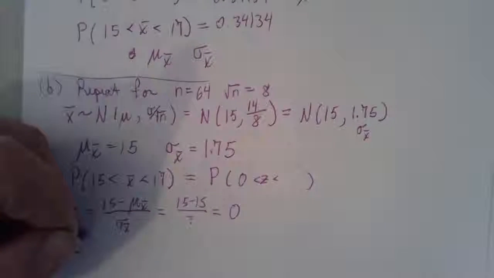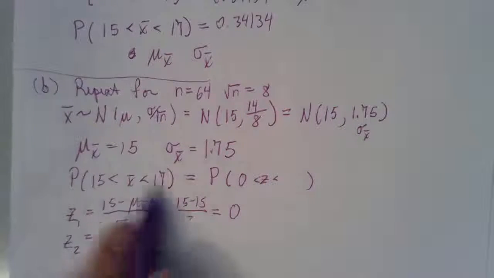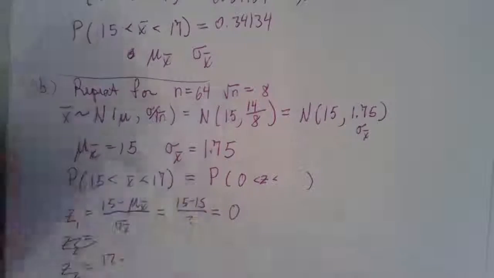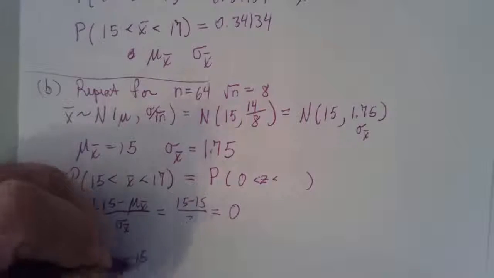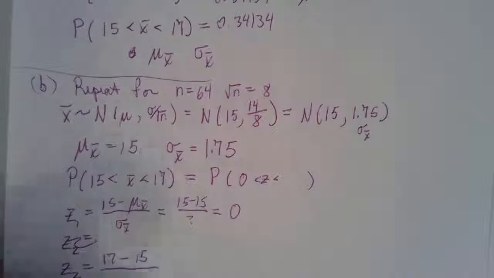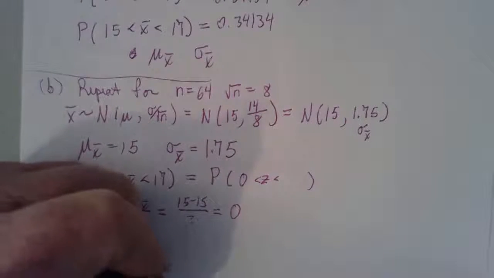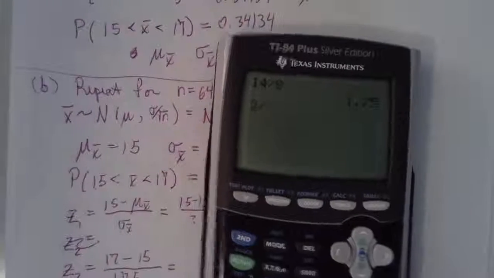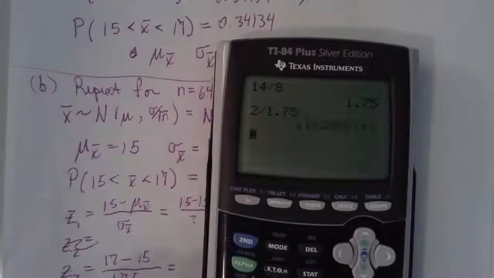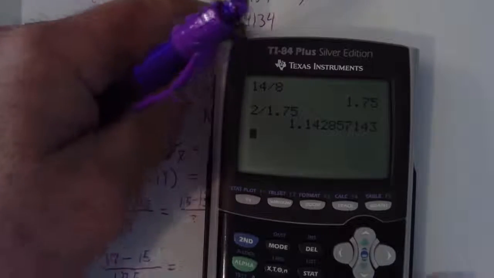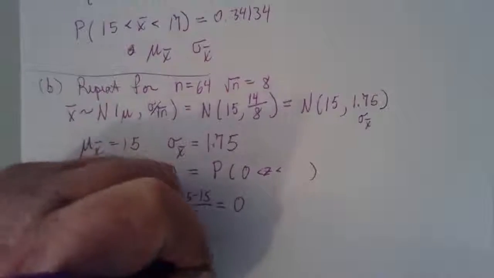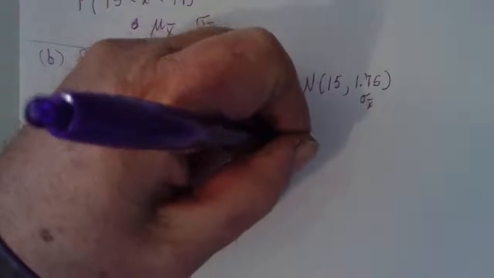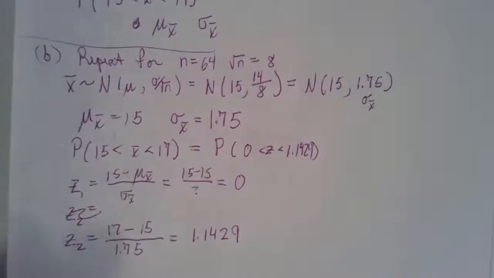The upper z is looking for 17. Let's get a little more room here. 17 minus the mean of this distribution is 15. Divide by the standard deviation for this distribution, 1.75. And this is something to actually compute now. So 17 minus 15 is 2. Divided by 1.75 is 1.1429 if we round off.